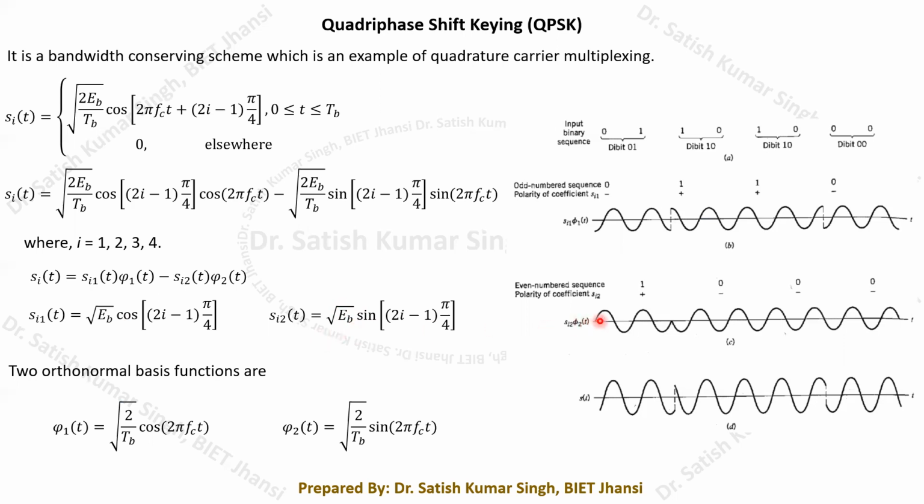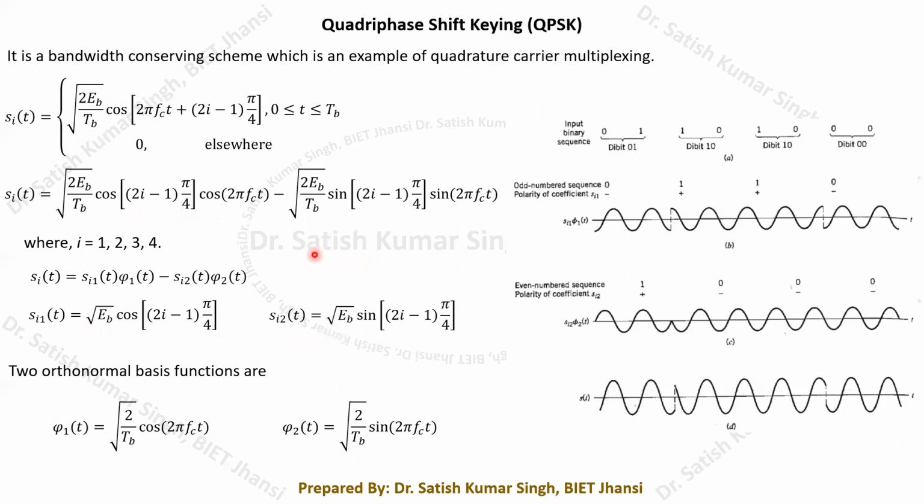But in the case of cosine, if it is 135 degrees, you can see that it starts from here, and this is the cosine wave. This is our 90 degrees, and somewhere here it is 135 degrees. When it is 135 degrees, this value comes out as negative. So it means that when I equals 2, this particular coefficient SI1T is going to be negative, and this is going to be positive.